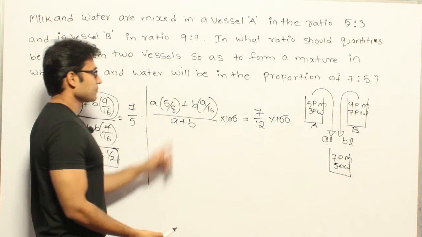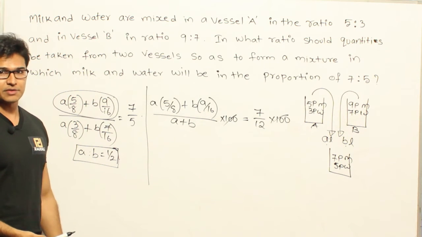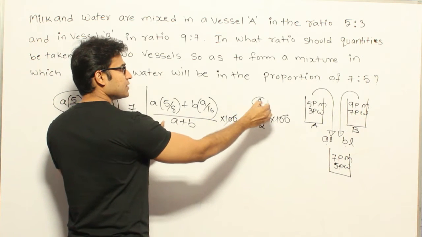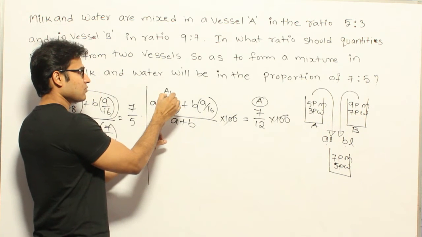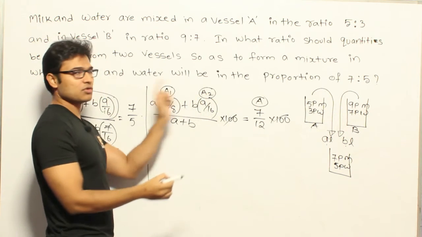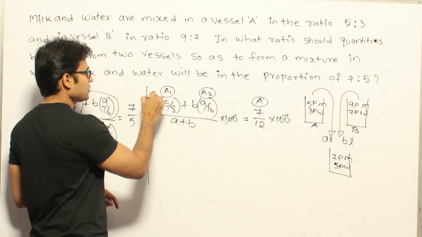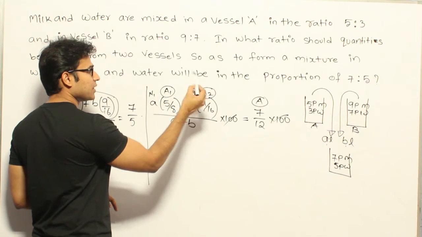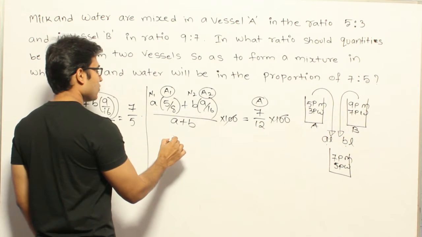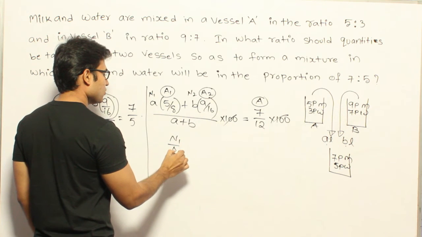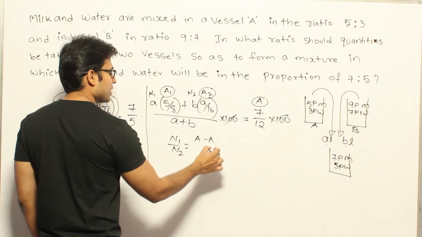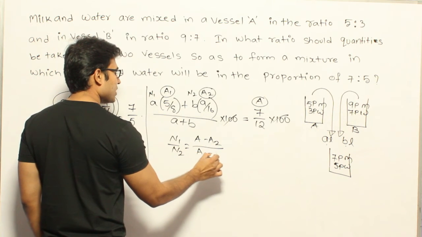Now, this is in the form of the alligation formula. If we assume that this is the overall average, this is the average of one group, and this is the average of the other group, A1 and A2, and this one is going to be N1, and this one is N2. Now you can directly apply that. N1 is to N2 equals (A minus A2) divided by (A1 minus A).